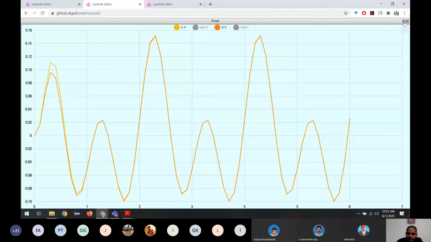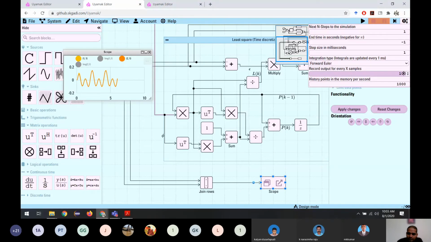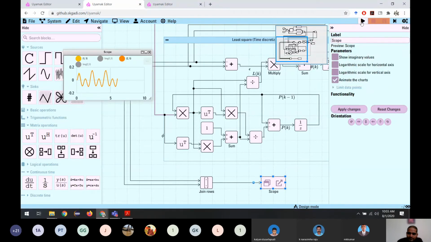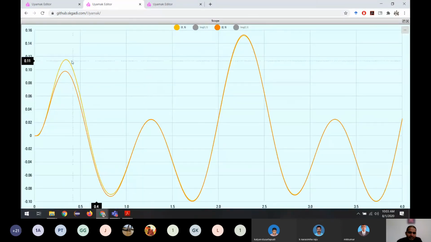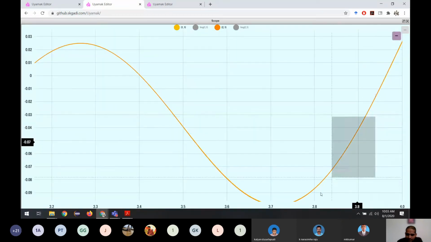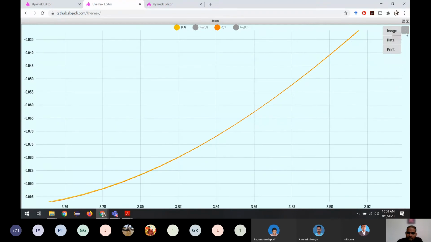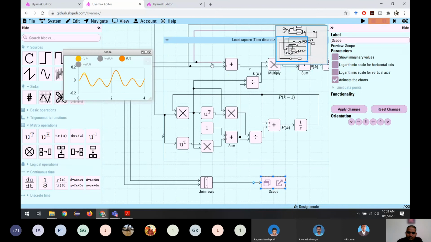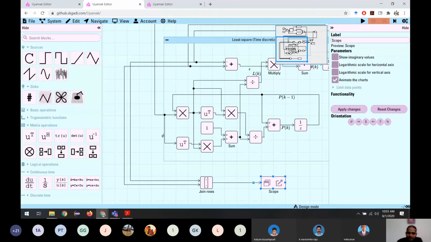I'll give more values. I'm taking only 100 points. Let me take 10 points. So Z and Z cap are starting at different values, as we expect, and as time goes on, after some time we can see they are very close. So this is the last thing I wanted to show for the parametric identification.